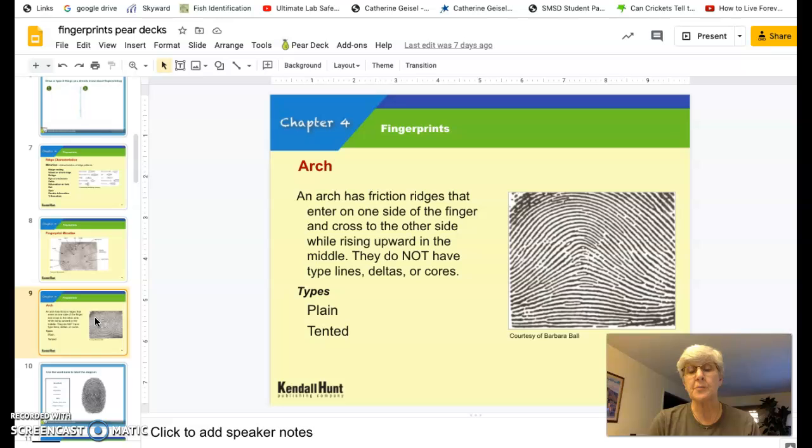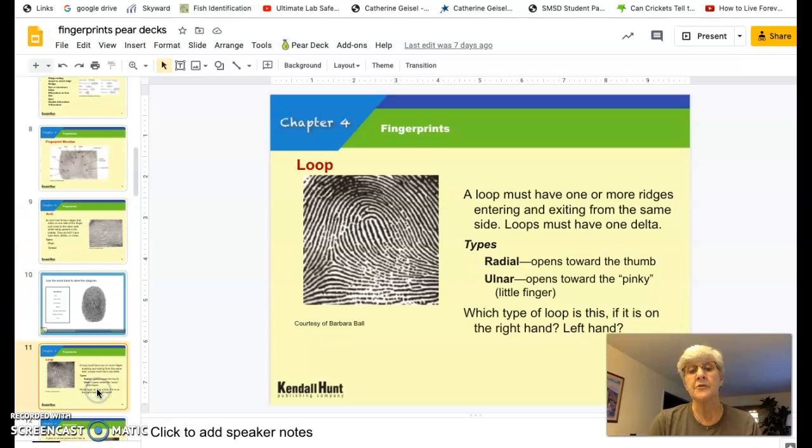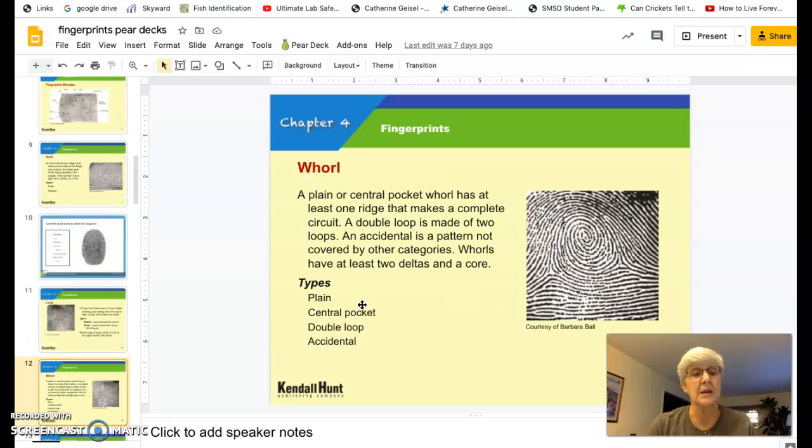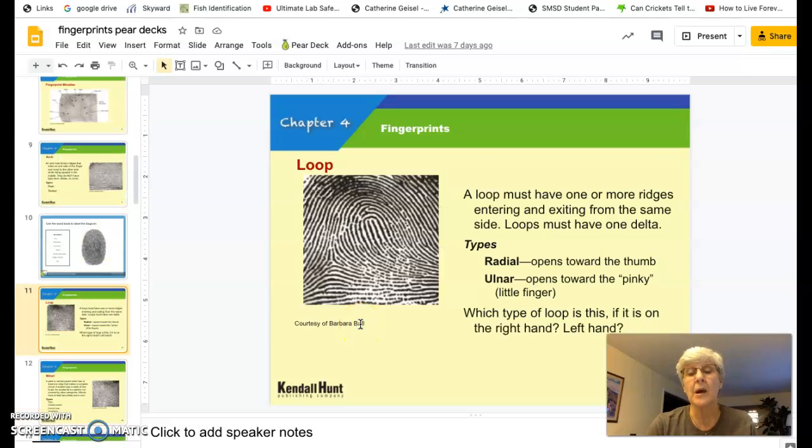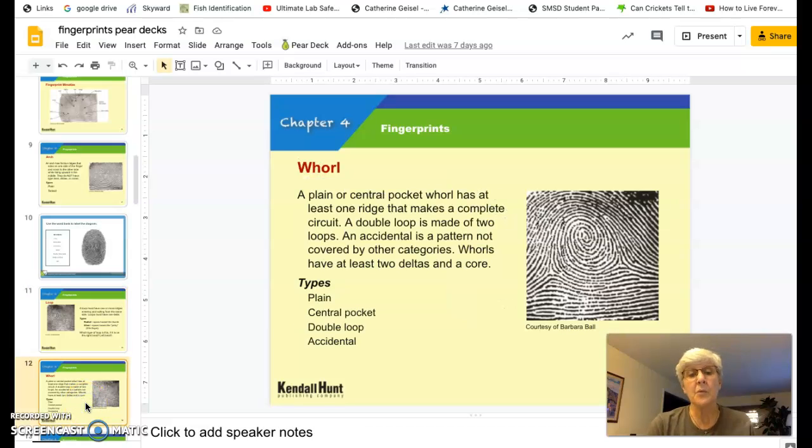Remember, an arch, there's plain and there's tented. It enters one side, exits the other. If you're talking about a loop, it enters on one side, goes around and exits the same side. A loop always has one delta. If it opens towards the thumb, then it's a radial loop. If it opens towards the pinky, it's an ulnar loop. And then we have the whirl, and there's the plain, the central, the double loop, and the accidental on the whirls.